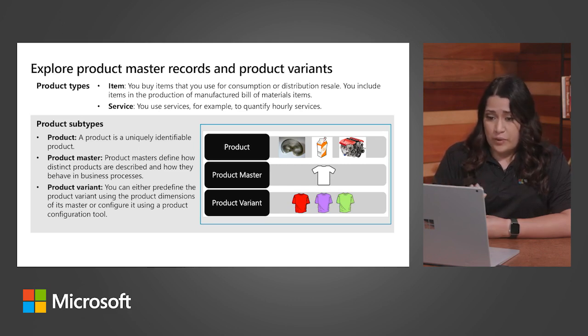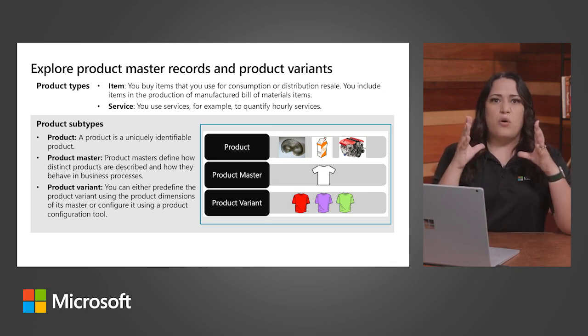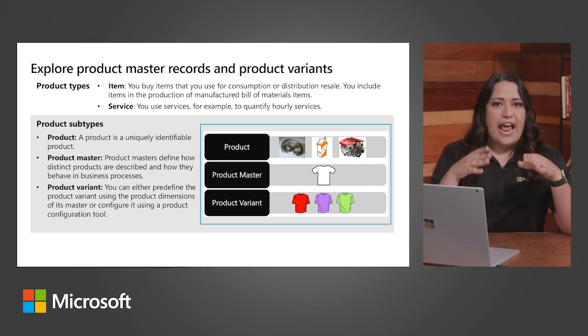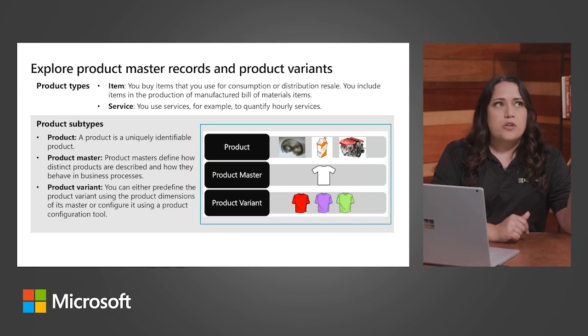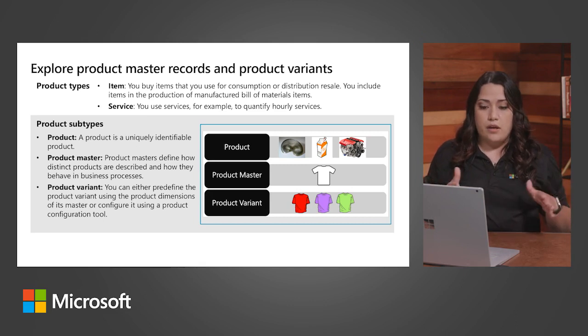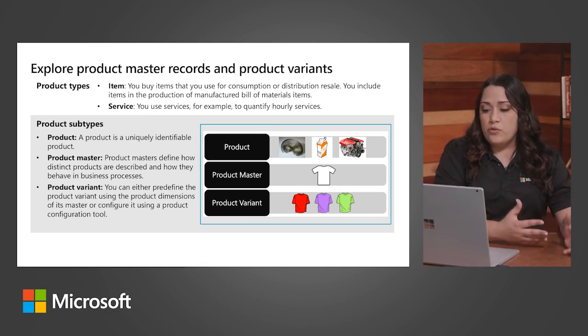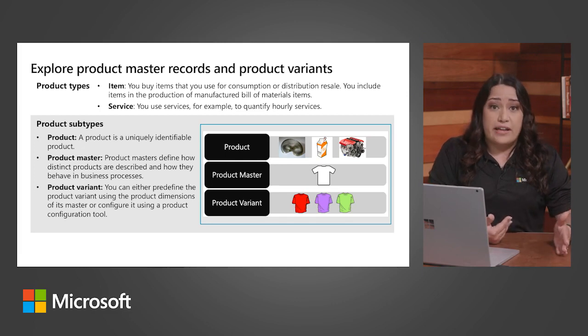Now, first we have a product. This is something that's unique. This is really the core of our product and it doesn't vary. So think of things like a screwdriver or a carton of milk or even an engine. But then we have the product master, which is what we use to create things called product variants.